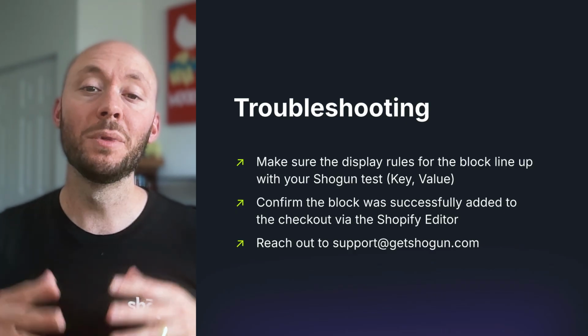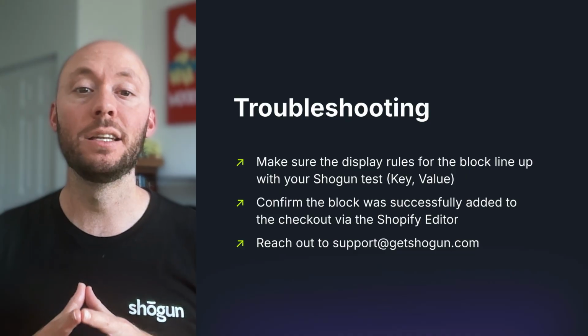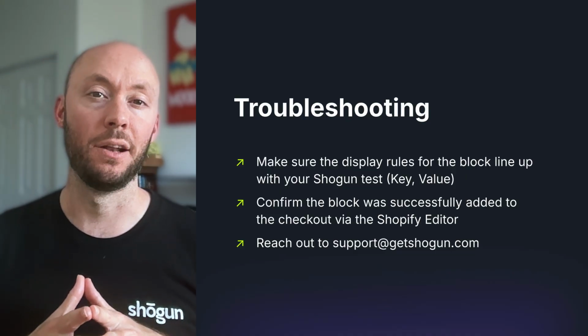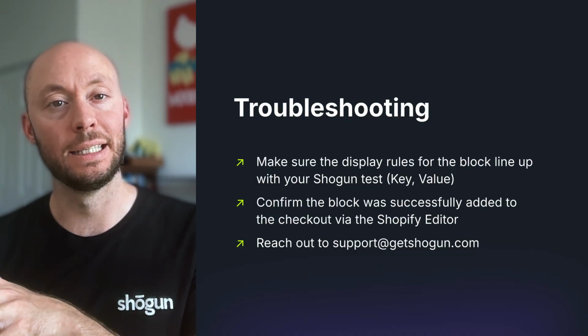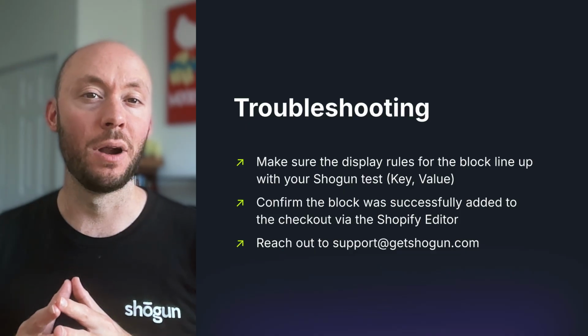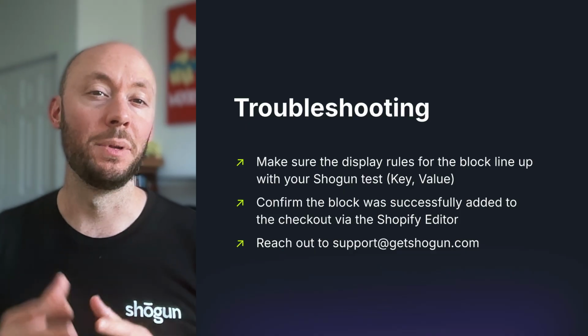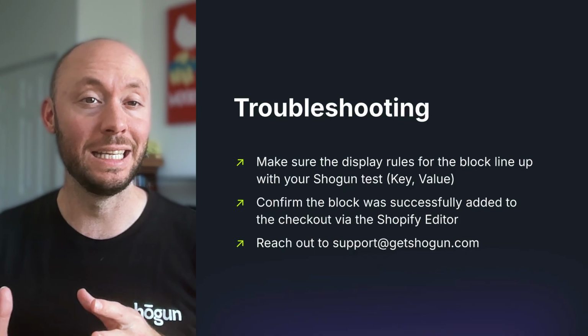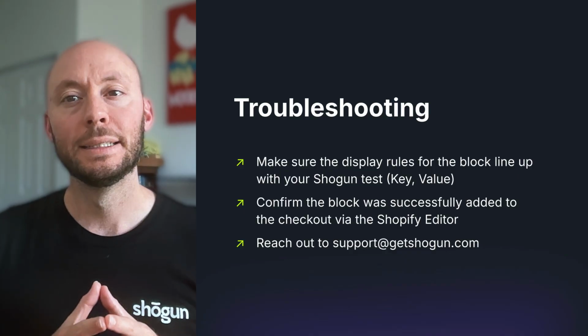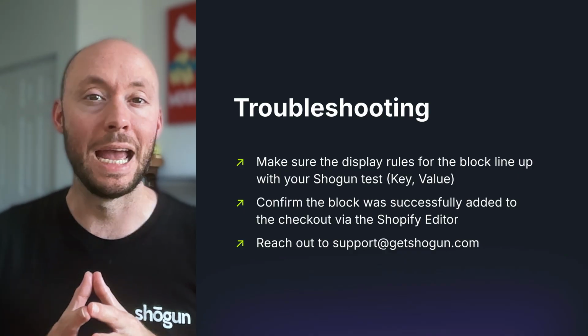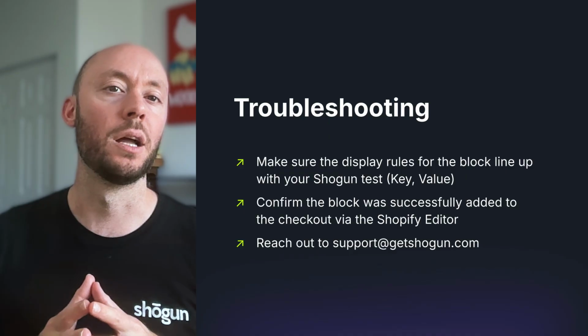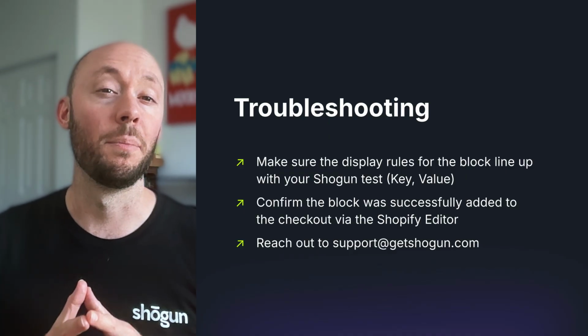Second, confirm that the block was successfully added to the checkout via the Shopify editor. So that was that next step. Make sure that that's been added properly, and make sure that it's all set up and you've selected the proper settings there, like I mentioned, to make sure that that block's actually been activated and live. Make sure everything's turned on too. That's another thing you want to pay attention to.